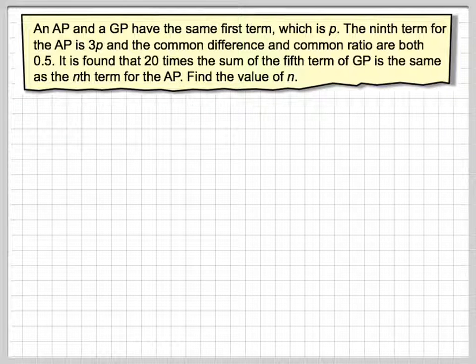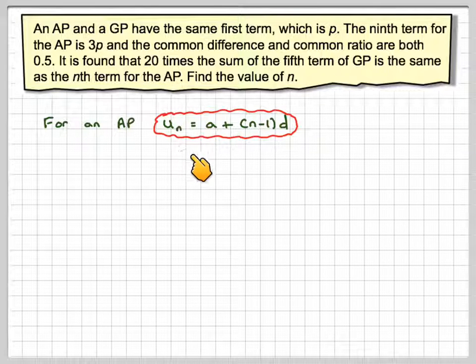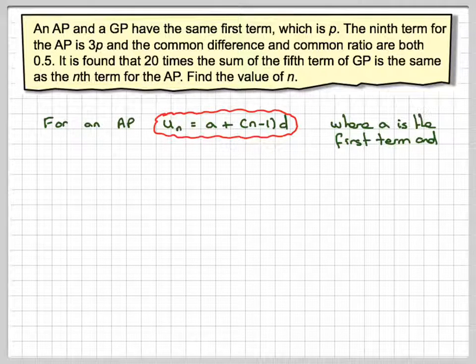So what we've got to do is find which term of the AP is the same as 20 times the sum of the fifth term of the GP. Okay, for an AP, any term un is a plus n minus 1 times d, where a is the first term and d is the common difference.